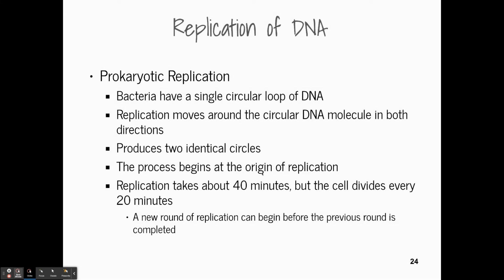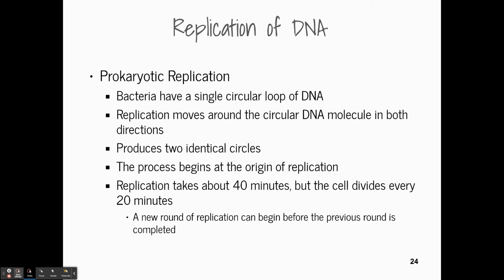However, in prokaryotic replication, it's just a tad different. Because prokaryotes do not have a nucleus, they have a different replication. So bacteria have a singular circular loop of DNA known as a plasmid. Replication moves around the circular DNA molecule in both directions, and it produces two identical circles, or two identical plasmids. The process begins at the origin of replication point.